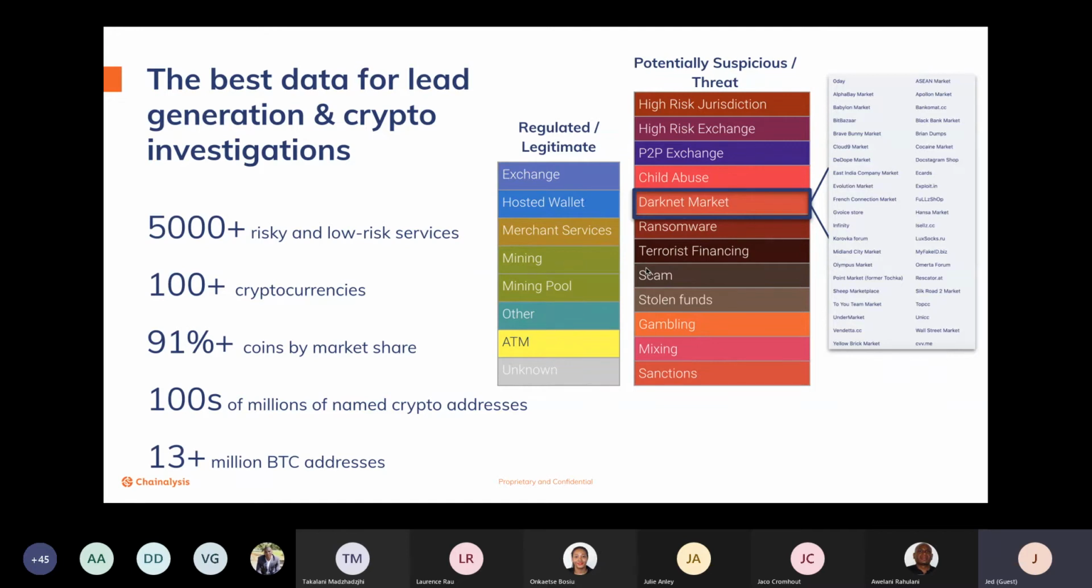We're looking to identify so you can see if a crypto business is receiving funds from one of those types of services or sending funds to one of these types of services, and whether individuals are interacting with these types of bad actors.